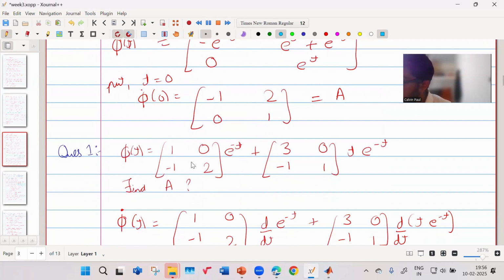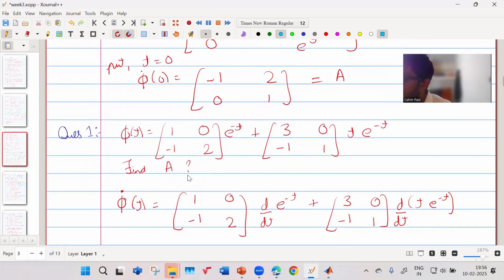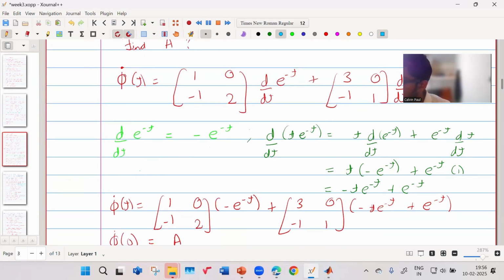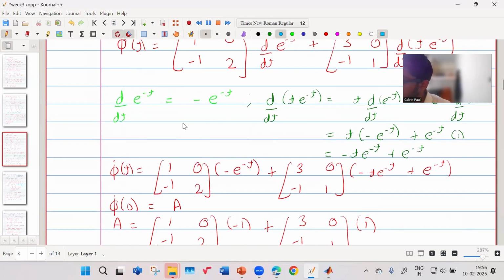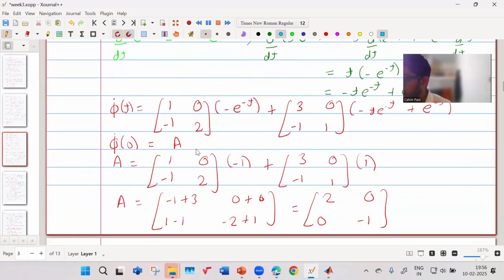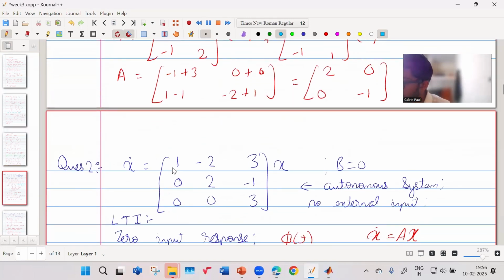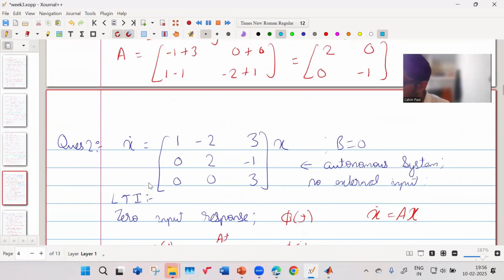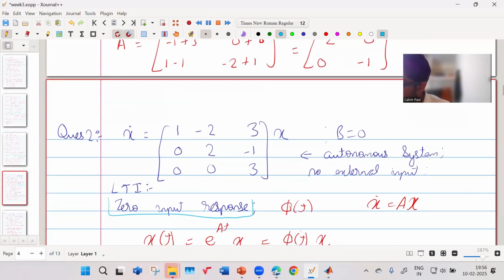So now suppose this is a state transition matrix. Then how do we find A? We have to find the derivative of the state transition matrix and substitute t equal to 0, and then we get A. Similarly, question 2, in which we have to find the zero input response.